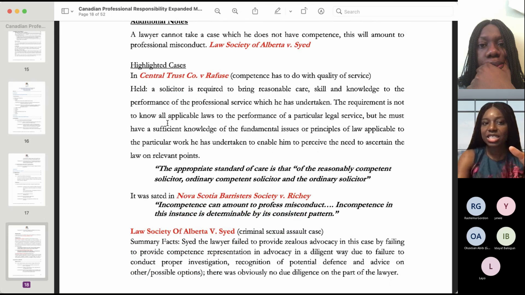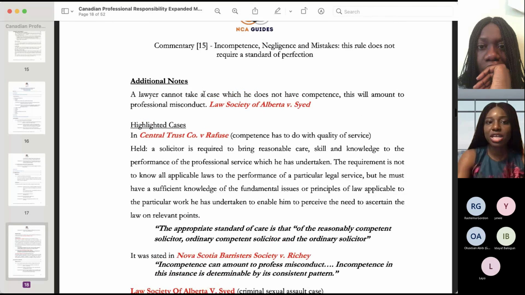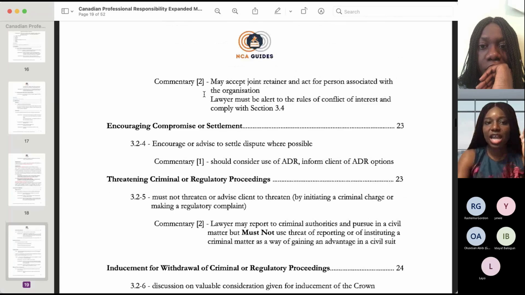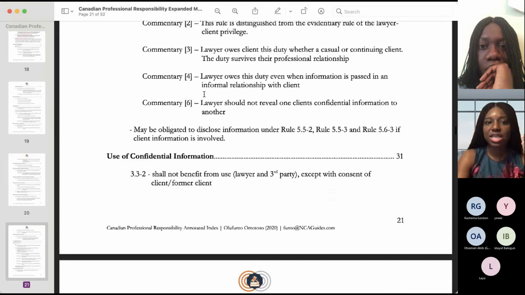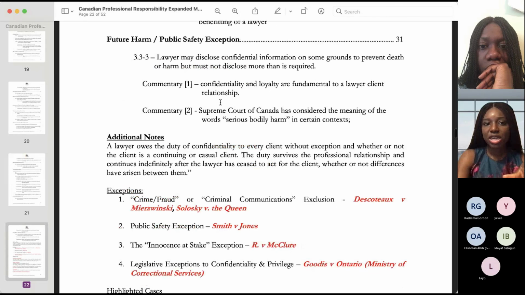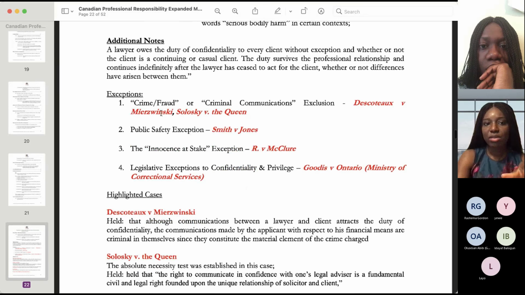The highlighted cases in this area: Central Trustco and Nova Scotia Barristers. I've pulled out the information and what was held, what's important for these cases in application to competence. I think I did that under confidentiality and conflict of interest as well. So the important commentaries, I remember I mentioned that there were exceptions when we're talking about confidentiality: crime and fraud, public safety exception, that's the case.